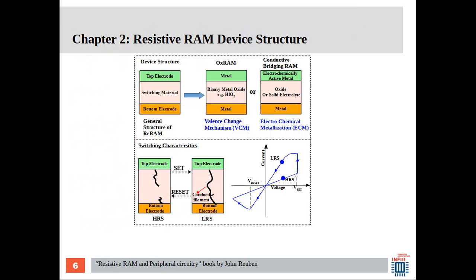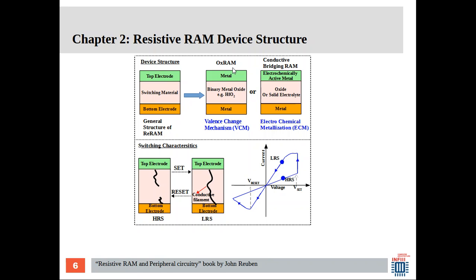So after chapter one deals with the introduction to the book and what I have discussed so far about the whole memory landscape and the circuit emphasis of the book, I start with chapter two with the device structure. So this is the general structure. It's got two electrodes and switching material, but industry identifies two different types of RAMs.